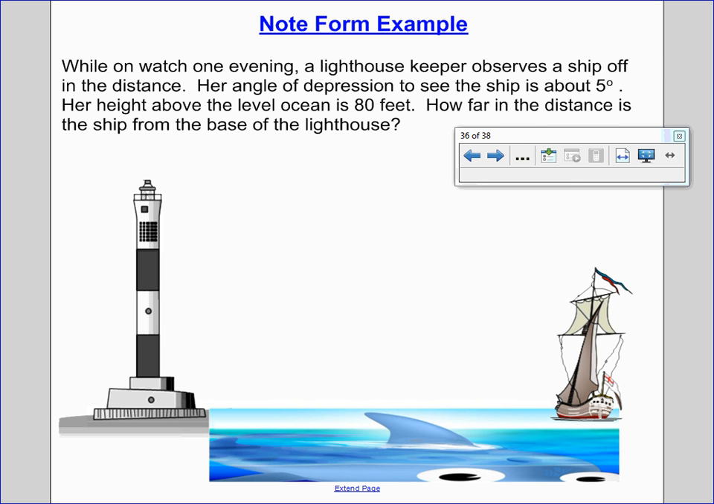So let's go ahead and see if we can translate that given information into a picture. Label it with appropriate side lengths, angles, variables, and then write an equation just like our note form 1 through 6 and see if we can figure out our unknown. So while on watch, a lighthouse keeper observes a ship off in the distance. Her angle of depression to see the ship is about 5 degrees. Her height above the level ocean is 80 feet. How far in the distance is the ship from the base of the lighthouse?